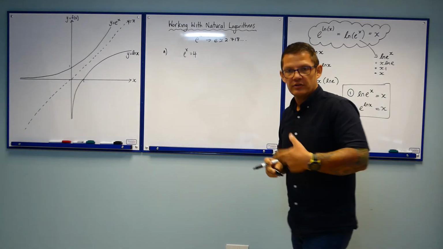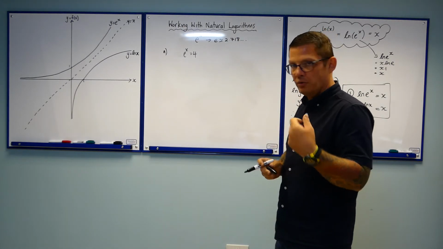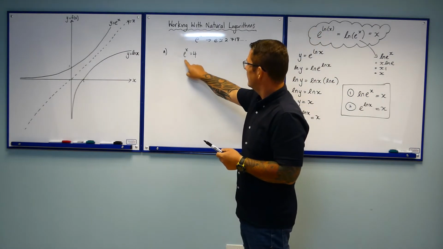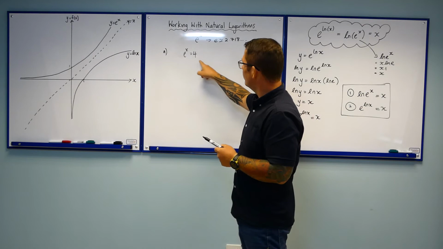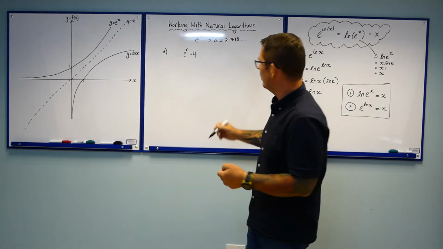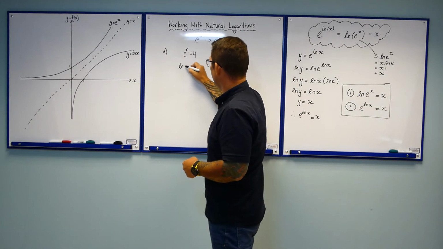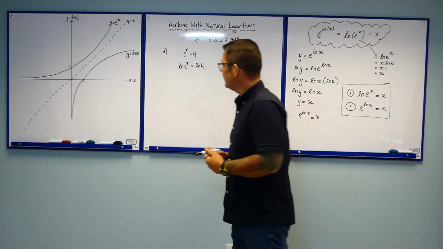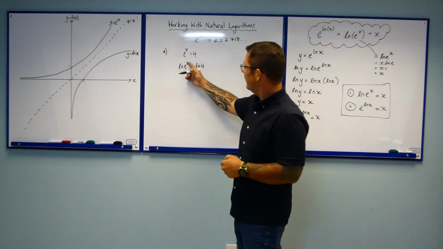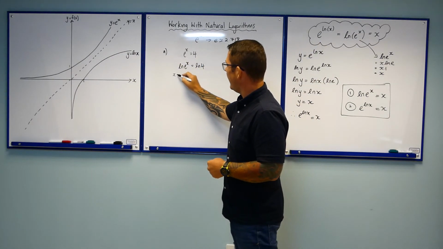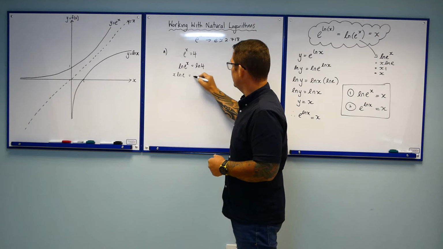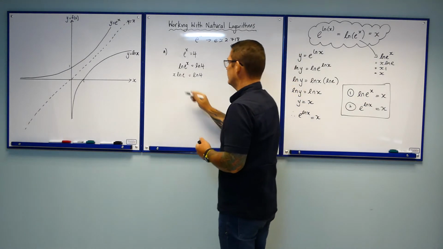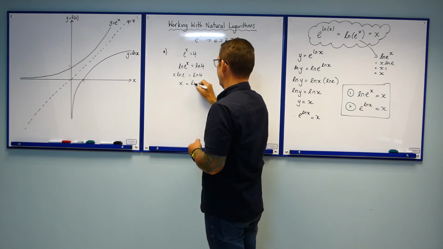An easy bog standard equation to work with. The way we solve equations involving e is I'm going to take logs of both sides, but I'm going to take natural logs. So I'm going to go ln e to the x equals ln 4. I've just taken logs of both sides. The x can come down in front, so we get x ln e equals ln 4. But actually, ln e is 1, so what you get is x equals ln 4.